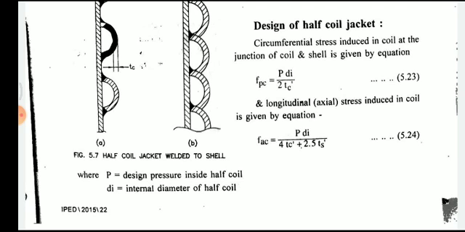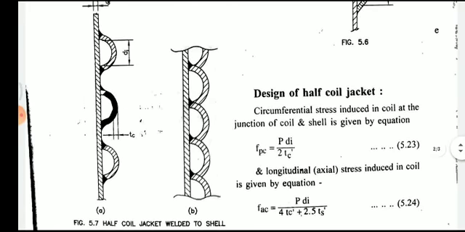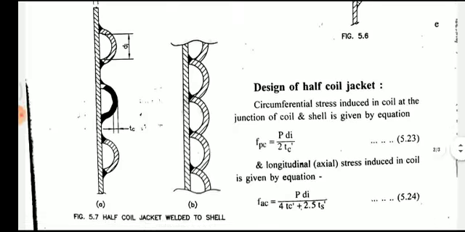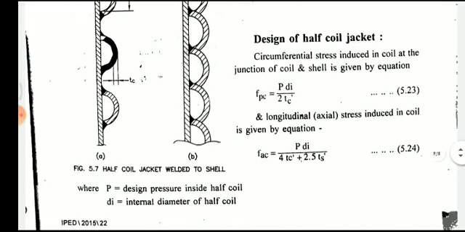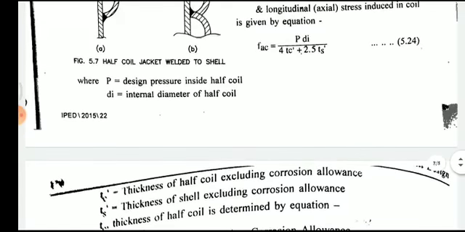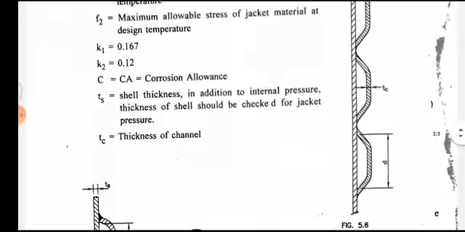So design of half coil jacket. The circumferential stress induced in the coil at the junction of coil and shell is given by f_pc = P D_i / (2 t_c'), and the longitudinal axial stress induced in the coil is given by f_se = P D_i / (4 t_c' + 2.5 t_s'). Here P is the internal design pressure, D_i is the internal diameter of the half coil, t_c is the channel thickness, and t_s is the shell thickness.